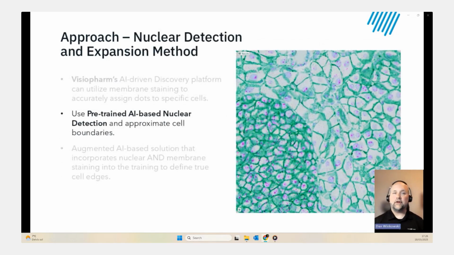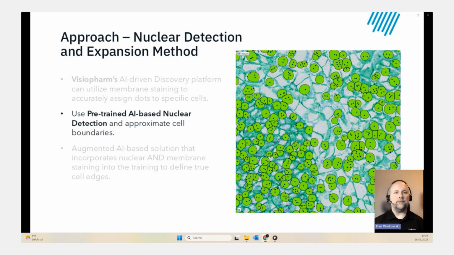Okay, next up is our pre-trained AI model for nuclear detection. So this is by far a much more automated approach where our AI is trained to detect hematoxylin staining and estimate where the cell boundaries are located. And here's what that output looks like. So the estimation of the cell boundary is simply achieved by expanding from the nucleus outward and producing a rough approximation of the cell shape.